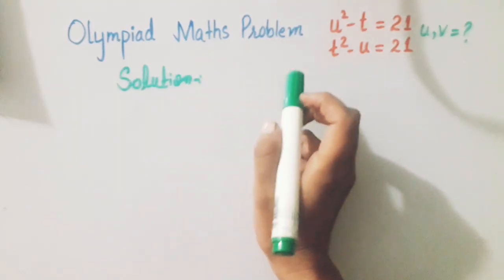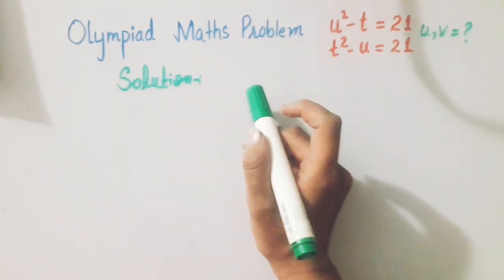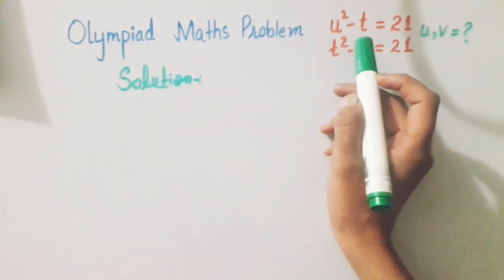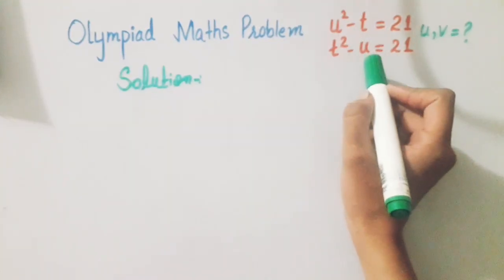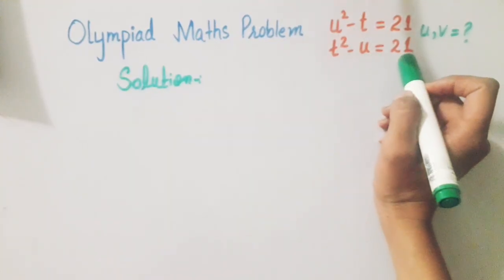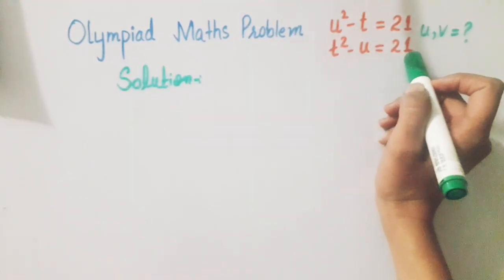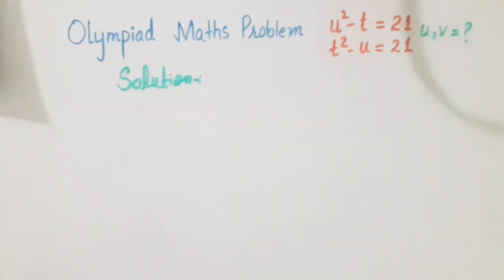In today's video, we will solve an Olympiad math problem: u square minus t equals 21, t square minus u equals 21. You have to find the value of u and v.